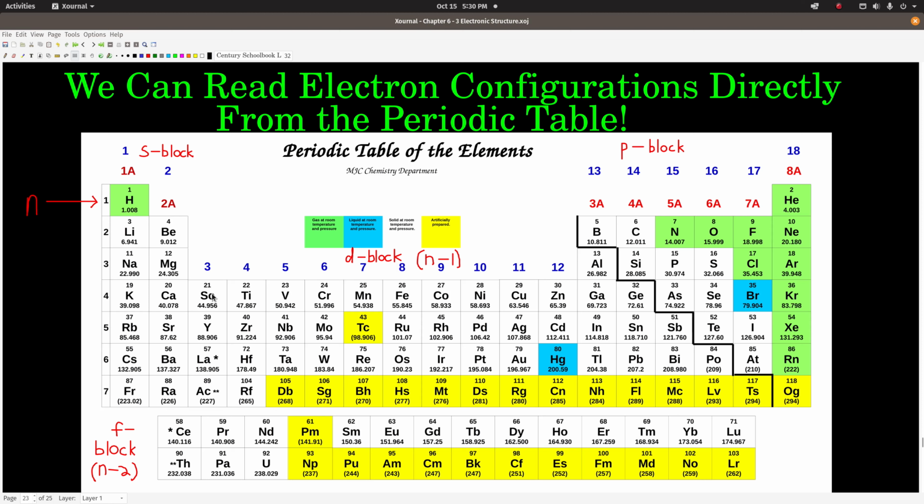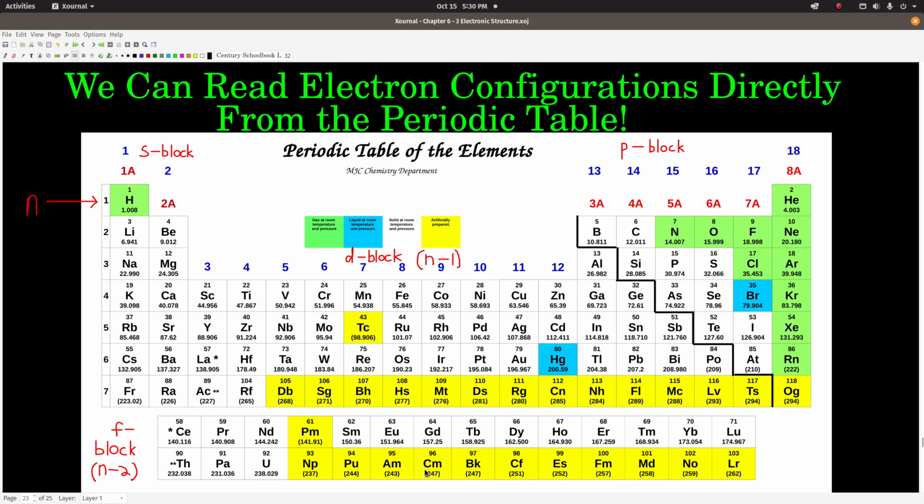So we're talking about 3D orbitals here, because this is 5, 4D orbitals here, 6, 5D orbitals here, and 7, 6D orbitals here. And for the F block, it's N minus 2. So remember, cerium 58 goes right here. So this is 6, these are 4F electrons, and then row 7, these are 5F electrons.